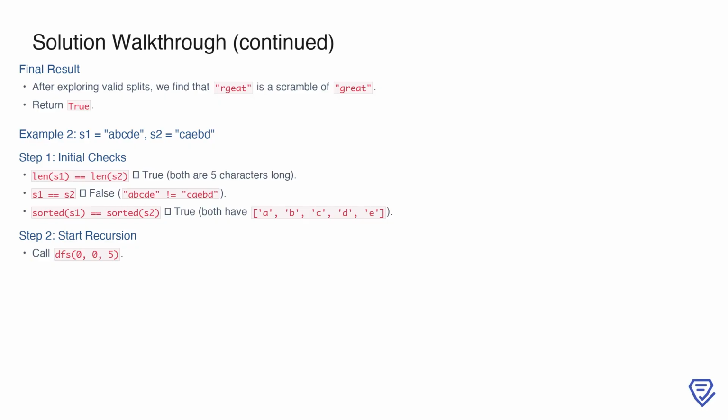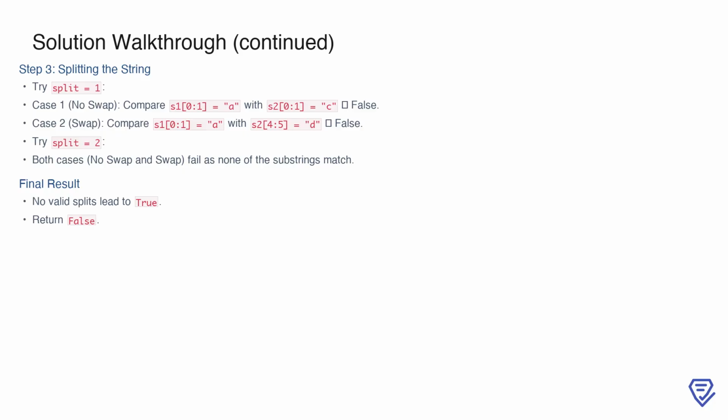Moving on to the next case, we examine s1 as "abcde" and s2 as "caebd". Similar to the first example, the initial checks confirm that both strings are of equal length, are not identical, but do share the same character set when sorted. With these validations in place, recursion is initiated to compare the full strings. The DFS function is called with parameters covering the entire range of both strings, and we proceed to evaluate possible splits. In this second example, we begin by testing a split of 1.